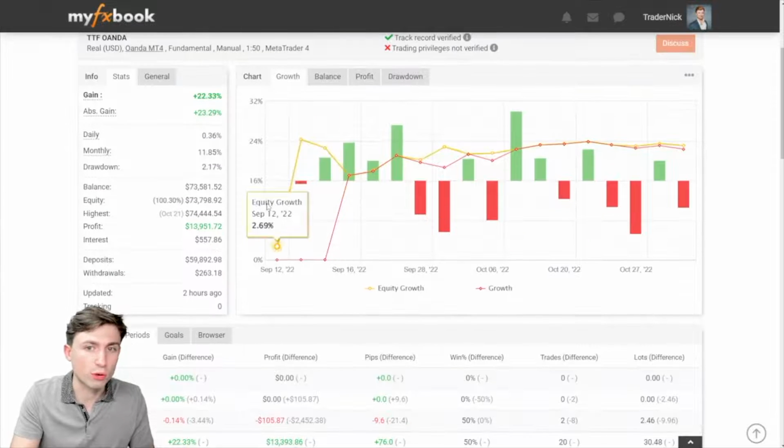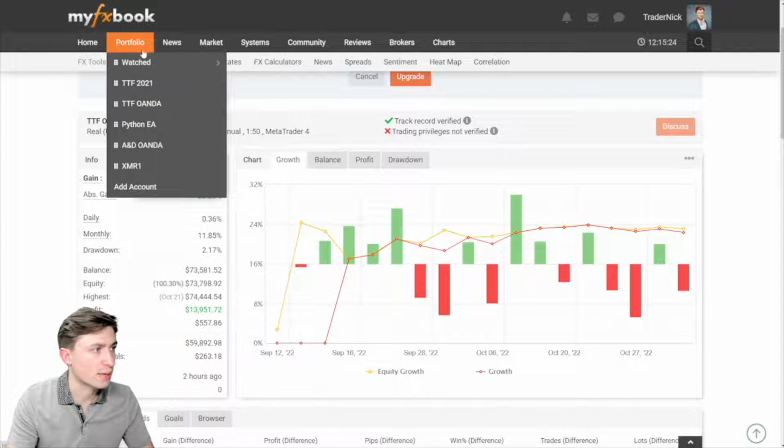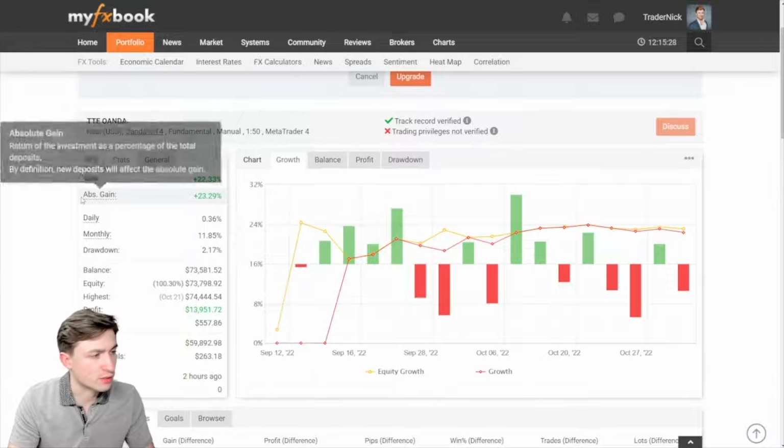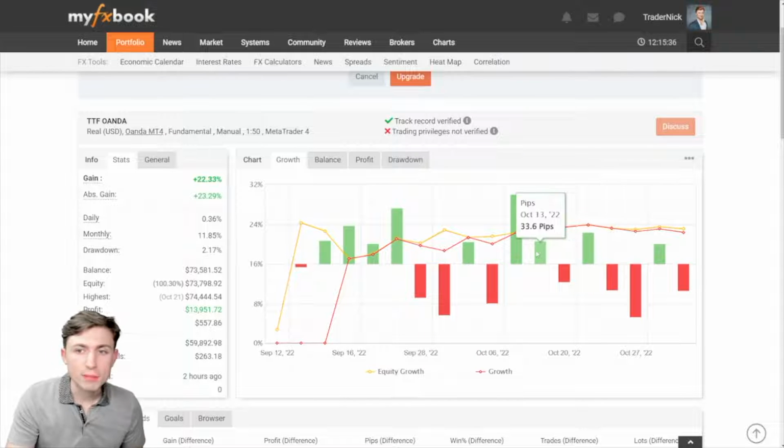to view your performance. So I'm looking at this TTF Oanda account that I've created. Again, you can set up as many as you want. I have several, and you can also watch other people's accounts, which I think is kind of fun. You can track other people's trading and see how they're doing and keep up with them. Anyways, this has all these different metrics and stats.